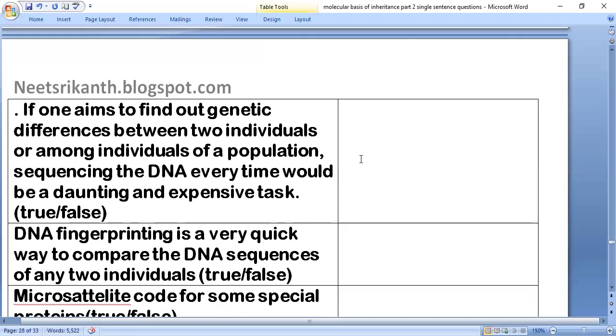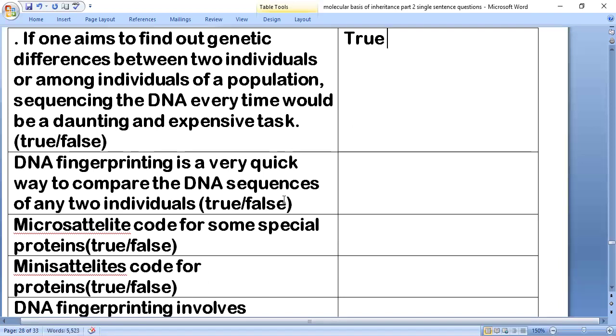One aims to find out the genetic differences between two individuals or among individuals of a population. Sequencing the DNA every time would be a daunting and expensive task. True or false? True. DNA fingerprinting is a very quick way to compare the DNA sequences of any two individuals. True or false? True.